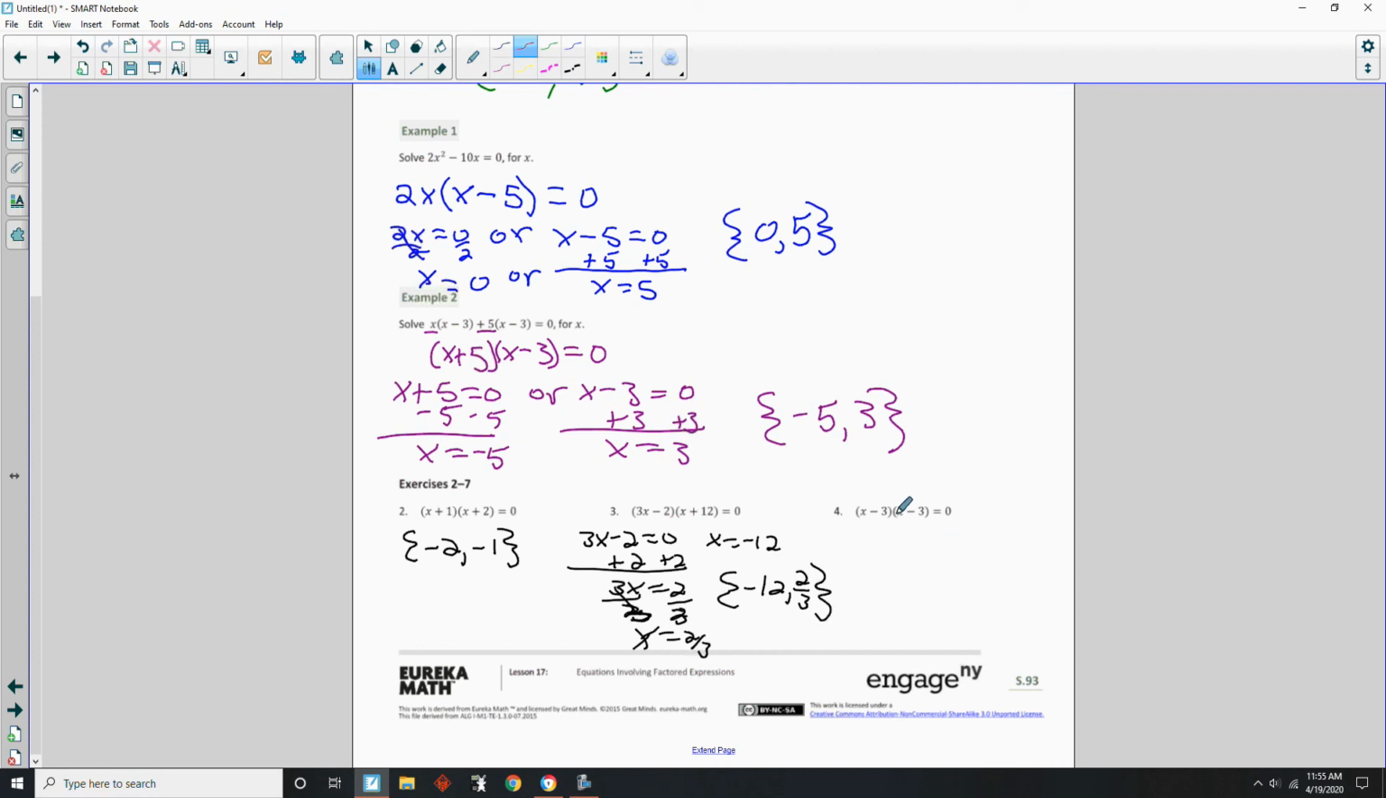Okay, and then on to this one, x minus 3. Well, what makes that 0? Well, 3 minus 3 is 0, so x equals 3. So this would be x equals 3, and this would also be x equals 3. So there's only one solution here. It's called a double root, and the answer is 3.